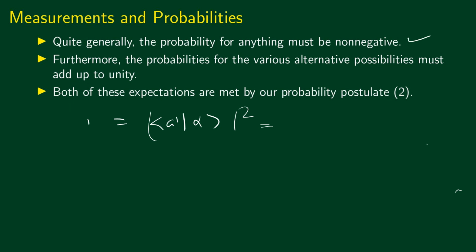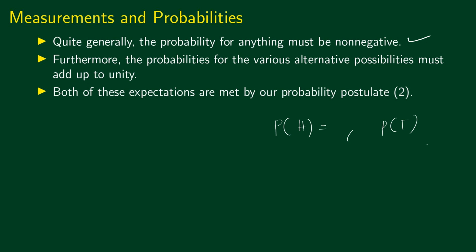Furthermore, the probabilities for the various alternative possibilities must add up to unity. This is also true. For example, if you are tossing a coin and you have two possibilities, you have the probability for getting head and you have the probability for getting tail. So if the probability for getting head is 1 by 2, then the probability for getting tail has to be not minus 1 by 2. It also has to be 1 by 2. And they have to add up to 1.